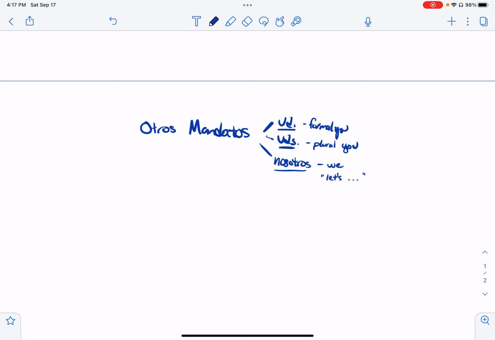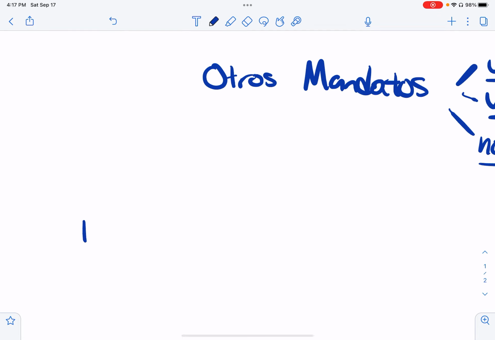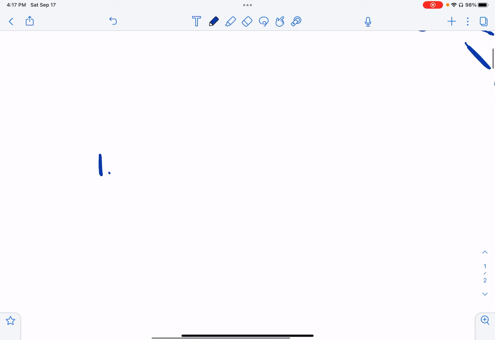All right, so here's the good news about these other commands. They share the same rule as the negative tú commands. Write this down. And I want you to remind yourself, what are the steps to form negative tú commands? We're going to use those same steps for these other commands.